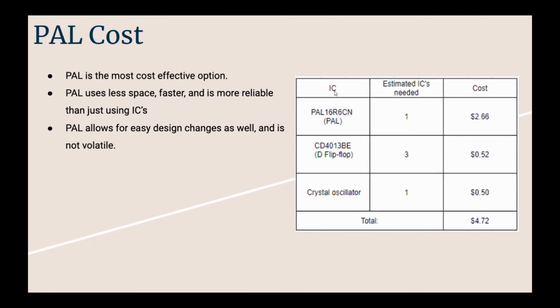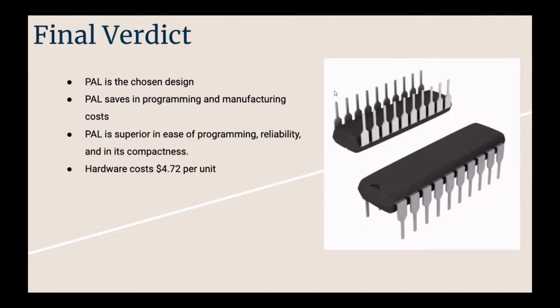Then I found a PAL16R6CN chip for $2.66. And again, the cost of the flip-flop and the oscillator came out to $4.72. For my final verdict, I decided to use PAL. PAL saves on my programming and manufacturing costs. PAL is superior in ease of programming, reliability, and compactness. The hardware only costs $4.72, which would save a ton of money compared to my other options, which were close to double the cost of using PAL. And that is it, I believe.